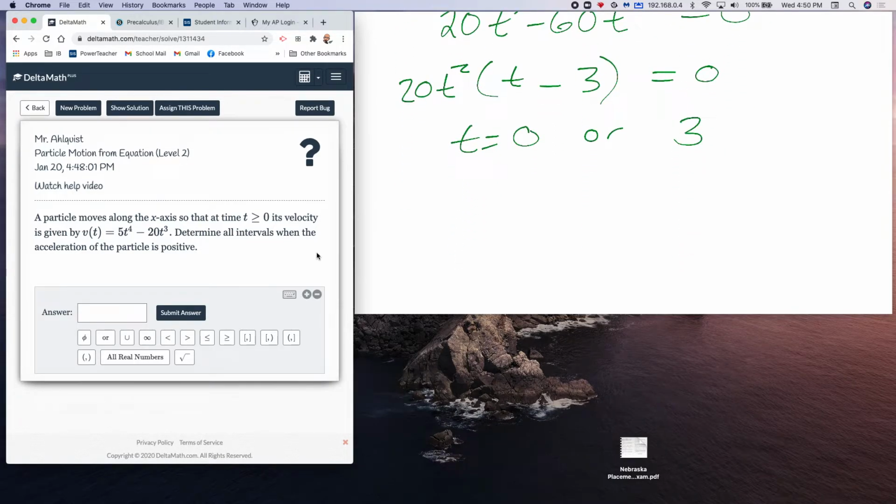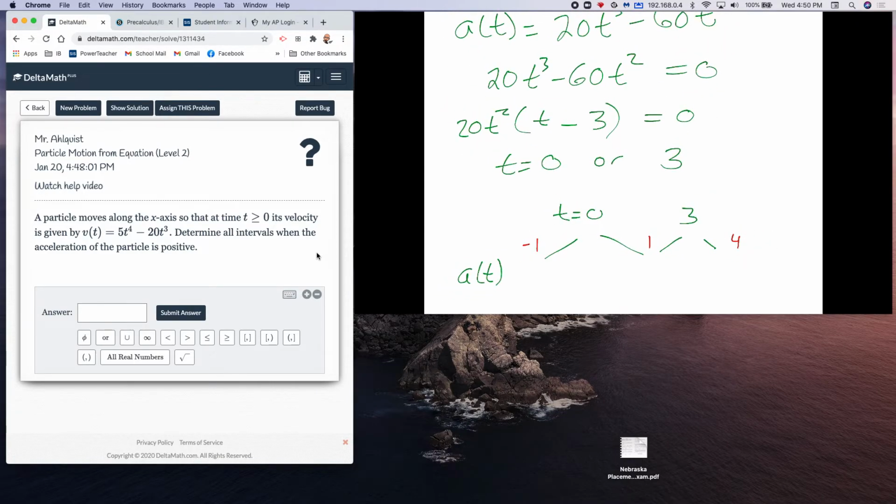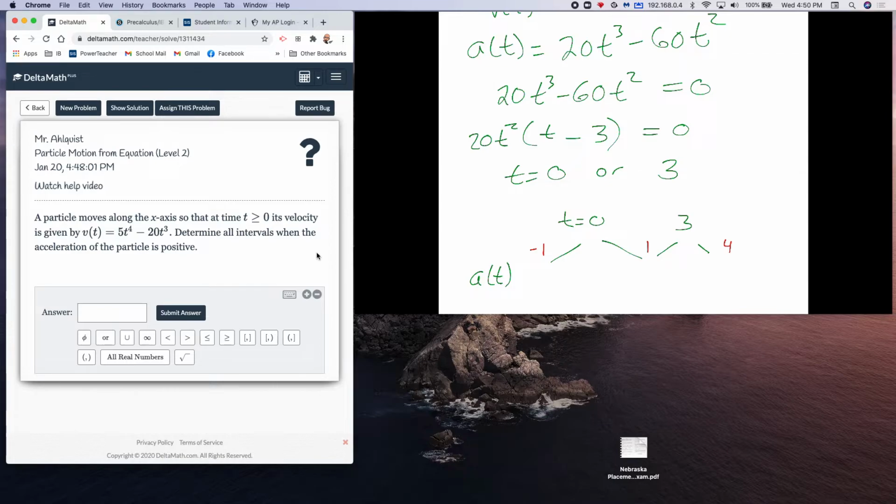So here's the same way we did it before. If t equals 0 or 3 here, we have to test a value in between, and we have to test it on acceleration. So what should we test? We should test -1 here, I would test 1 here, and I would test 4 here. And I test it on acceleration. Now I can test it on this acceleration model. I could also test it on this acceleration model. It really doesn't matter which one.